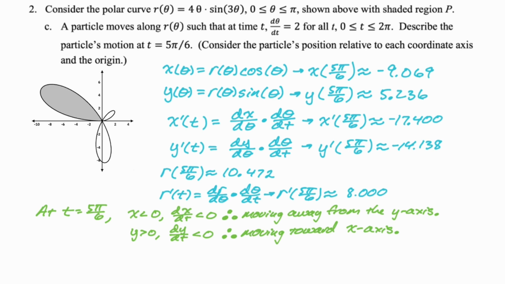And then finally for r, we get that r is positive, dr dt is also positive, so that means that we are moving away from the origin. So moving away from the origin. It's got a lot going on in this problem. I mean, this is really like 3 problems in one. Not terrible though, so I hope you followed along with that. All right, let's take a look at the third and final problem for this quiz.